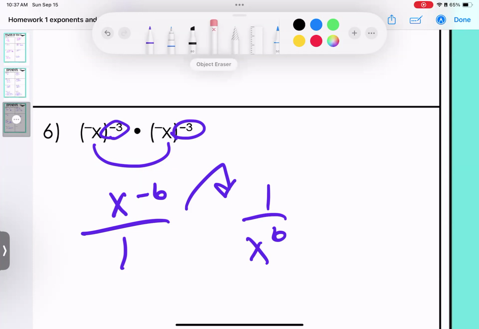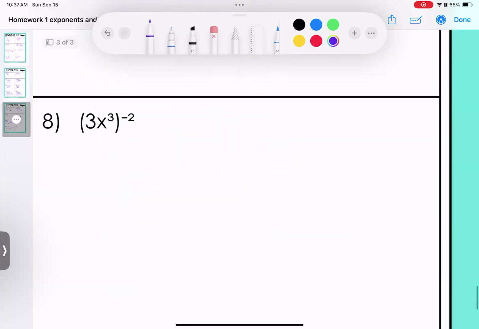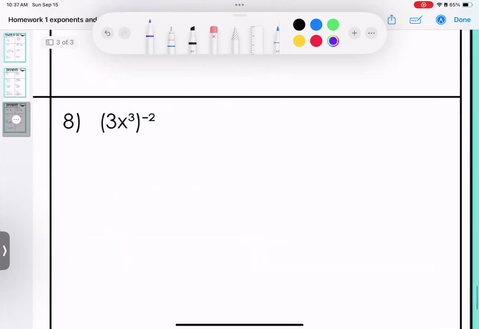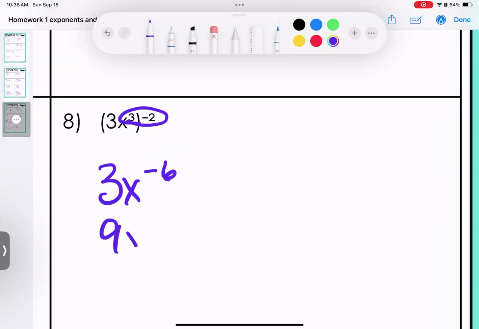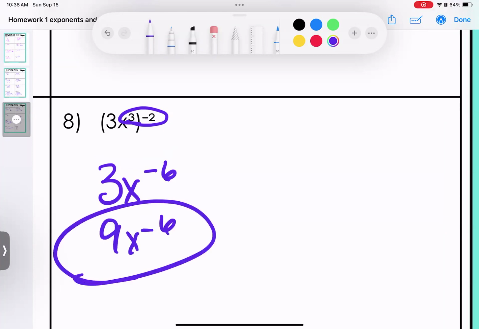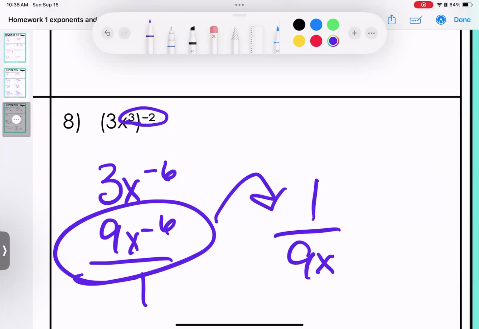When we multiply exponents, we add them. When we divide exponents, we subtract them. When we raise it to a power, we multiply the exponents. So here, 3 times -2 gives us a -6. 3 times 3 is 9. This is our final, but it's negative, so we're going to write it as its reciprocal.